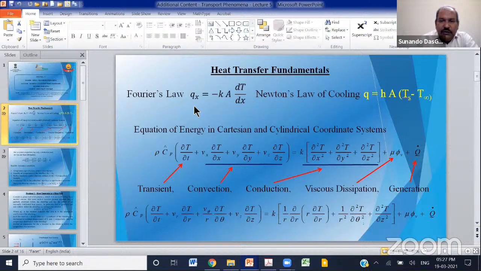That means you analyze a large data of what's the heat flow and what's the temperature gradient for a constant surface, and you get this relation where K is the material property known as the thermal conductivity.